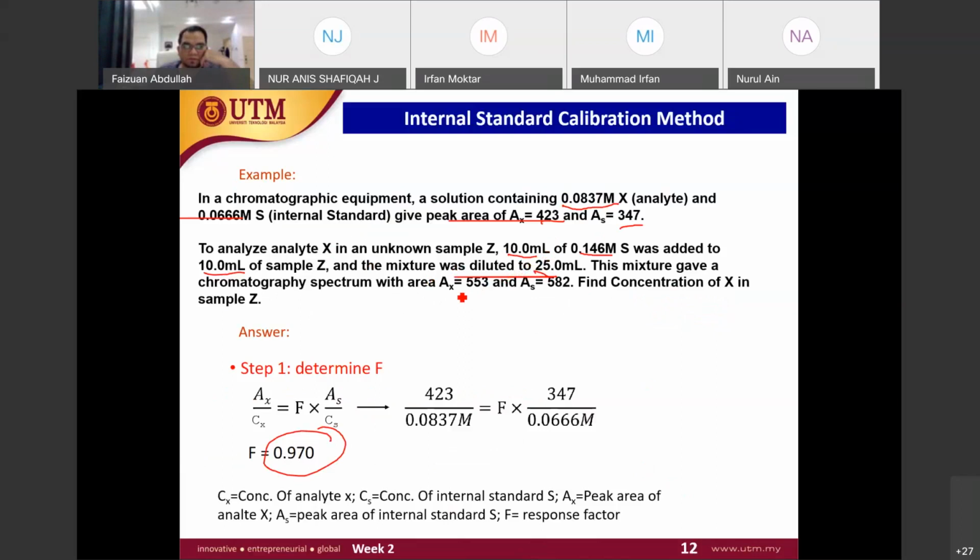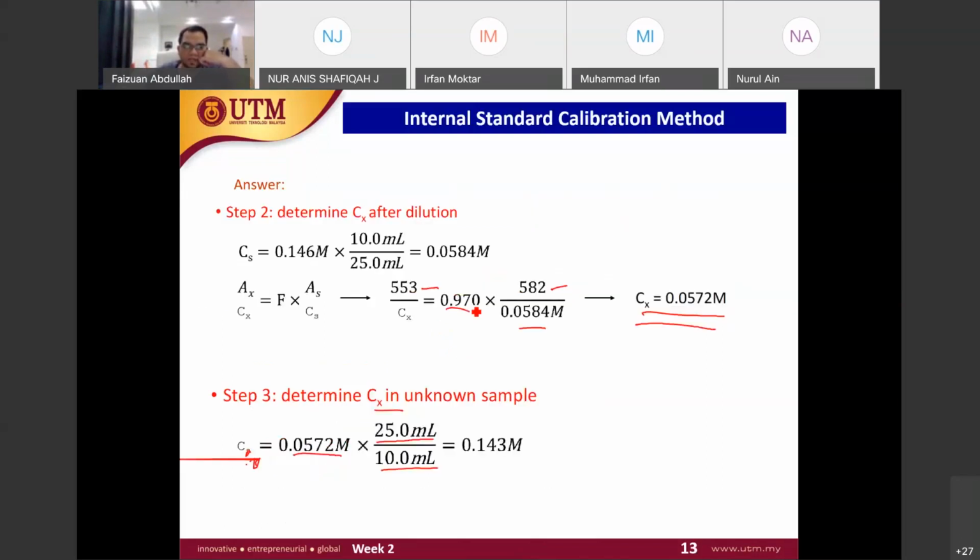Because the information of AX and AS is for the diluted version. Okay? The diluted version. So to calculate the CX value in the original version, we need to multiply these things, which we call the dilution factor. Okay, dilution factor.